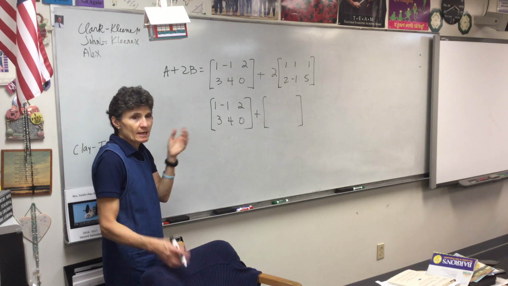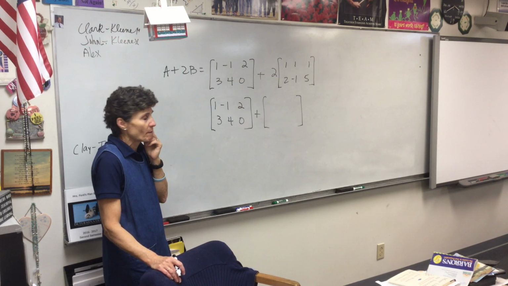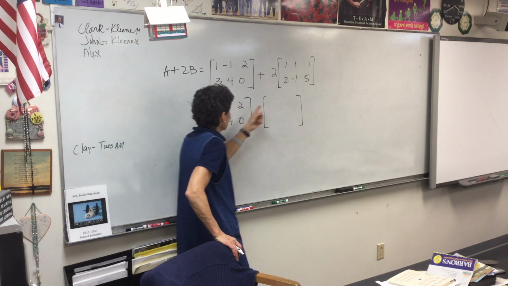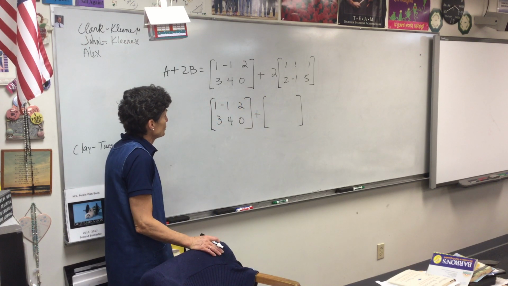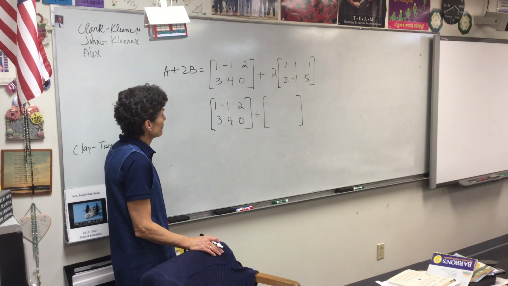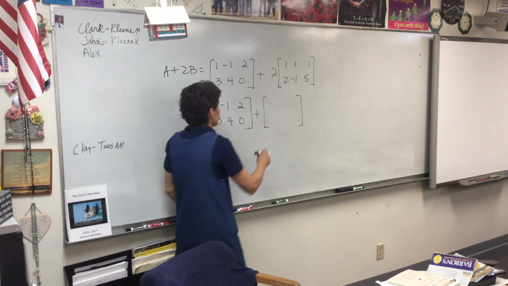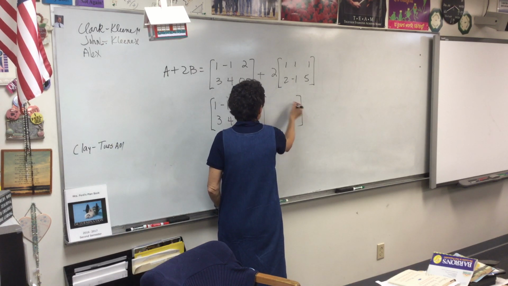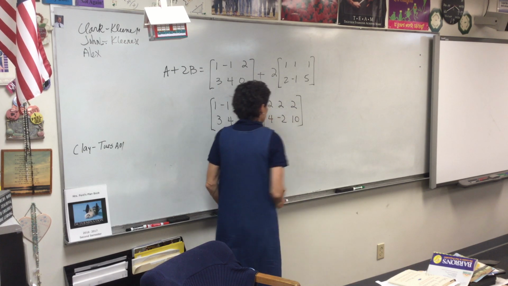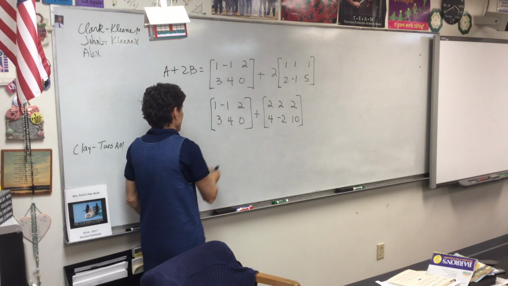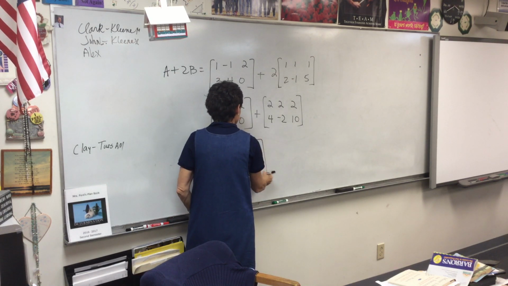You just go with the same position, right? You add corresponding entries. So I'm going to add this number to this number. Now, matrix B is getting multiplied by 2, which is called a scalar. And so I'm going to be adding what? What's going to go in here? 2, 2. Okay. So now I'm going to add these two together, and I just add corresponding entries.